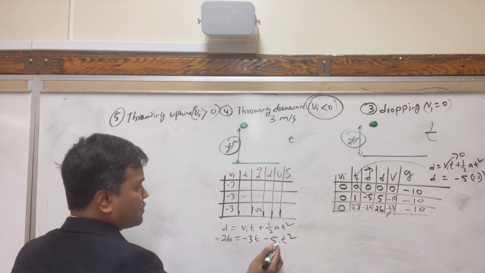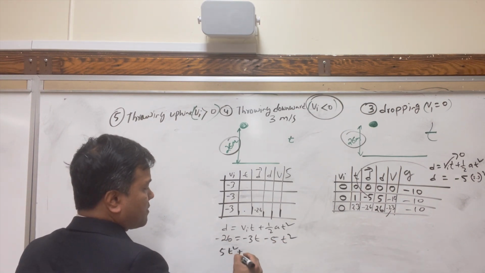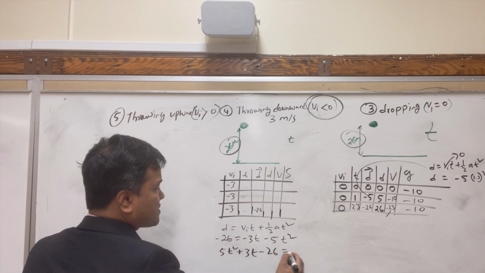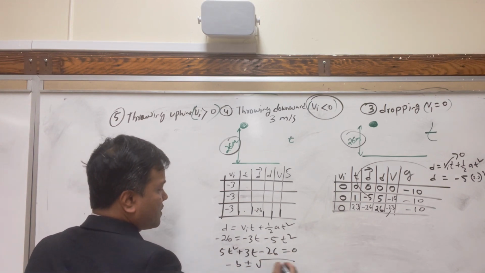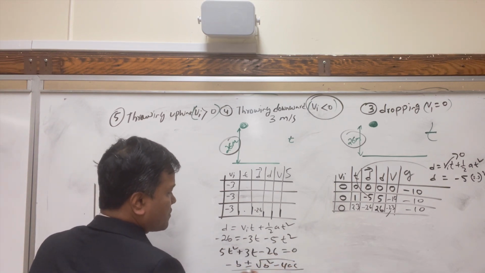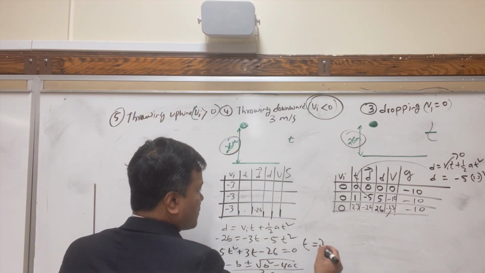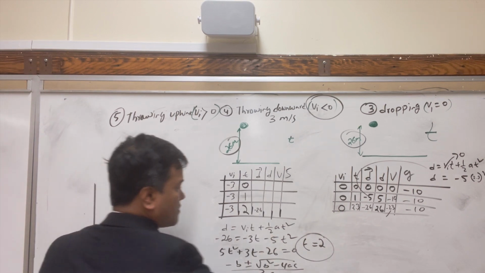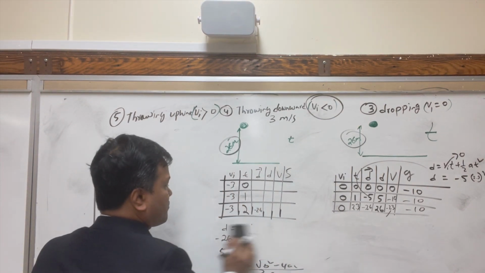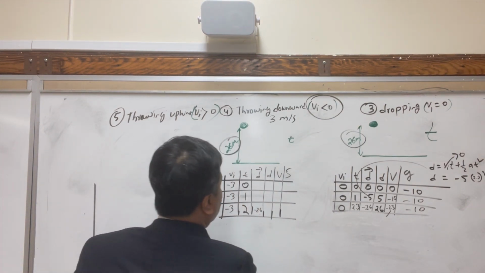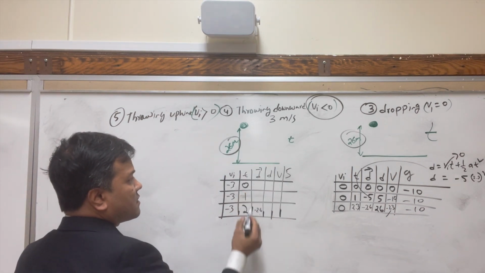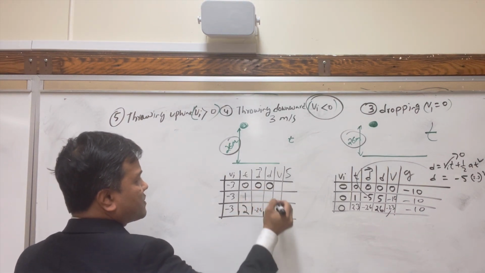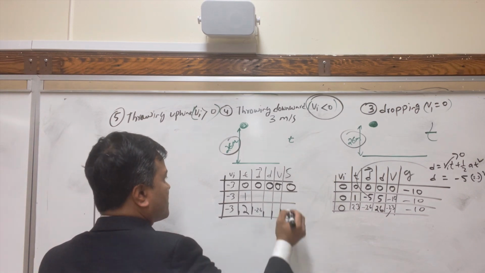So if you do it, 5t squared plus 3t minus 26 is equal to 0, and using minus b plus or minus the square root of b squared minus 4ac over 2a, t is equal to 2. So this is 2. Let's say this is 1, this is 0. At the start, displacement is 0, distance is 0, velocity is 0, speed is 0.